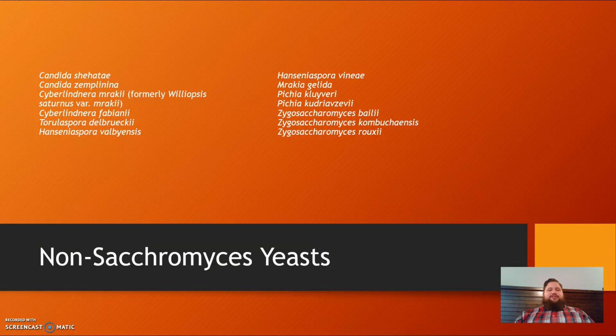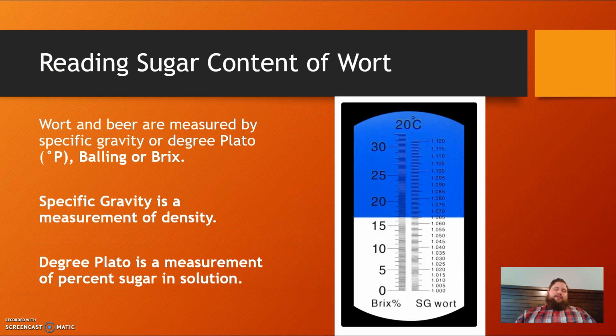Here we're looking at the different types of non-Saccharomyces yeasts used in the production of non-alcoholic beer. More importantly, we're going to be talking about Saccharomycodes ludwigii. Before we do that, though, we need to look at what is wort and how do we understand what we're talking about. So wort is the sugary water liquid that is made from the extraction of the grain.